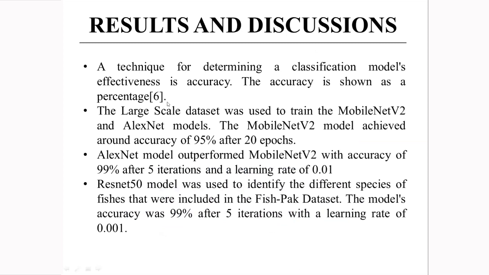Results and discussion. A technique for determining a classification model's effectiveness is accuracy, and accuracy is shown in the form of percentage. Large-scale dataset was used to train the MobileNet V2 and AlexNet models. MobileNet V2 model achieved an accuracy of around 95% after 25 epochs. AlexNet model outperformed MobileNet V2 with accuracy of 99% after 5 iterations and a learning rate of 0.01.